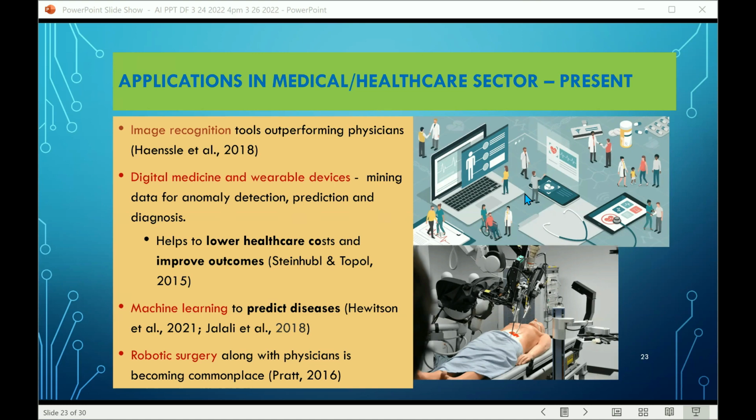Wearable devices, digital medicine, and machine learning, where AI mines data to detect anomalies and learns to accurately predict and diagnose diseases even earlier. And surgery is using robotics for brain tumors, retina, knee replacement, spine, heart, and uterine fibroids. It's becoming commonplace.